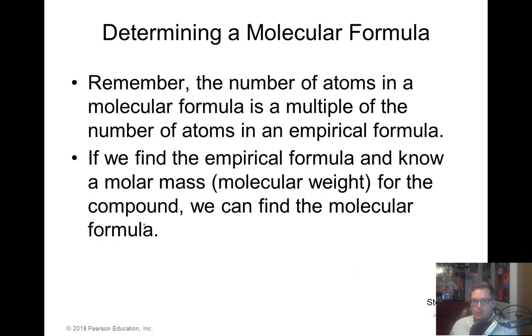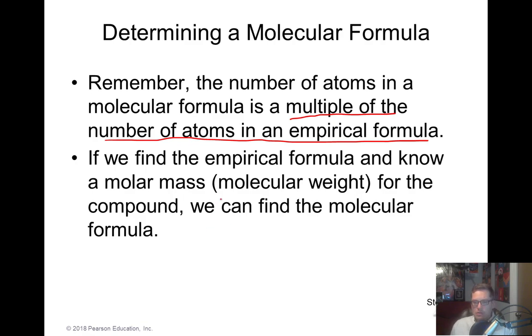All right, now the molecular formula. So remember that the molecular formula tells you exactly how it actually appears in nature, in real life. However, it's important to remember that it's always a multiple of the number of atoms in the empirical formula. You're going to be able to take those subscripts and multiply them by some whole number to get the molecular formula, be it 1 or 2 or 5 or 500 or whatever.